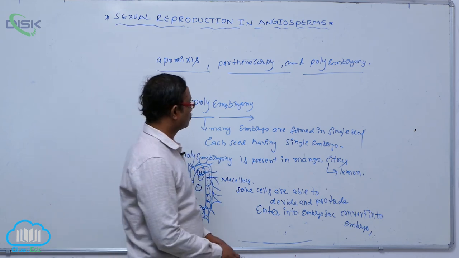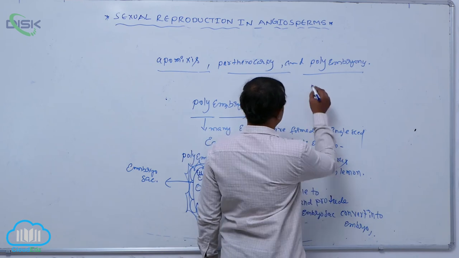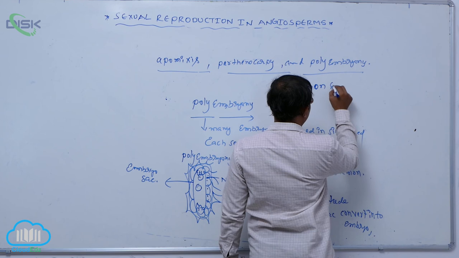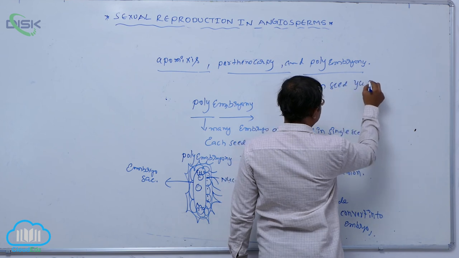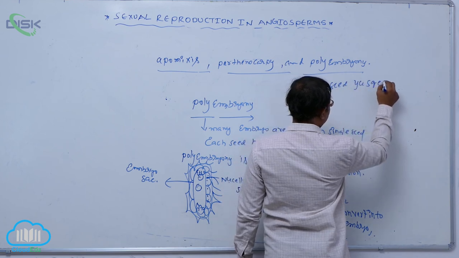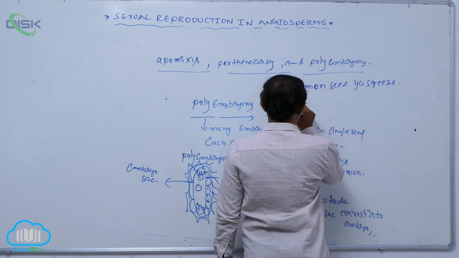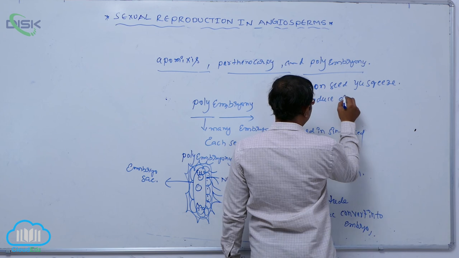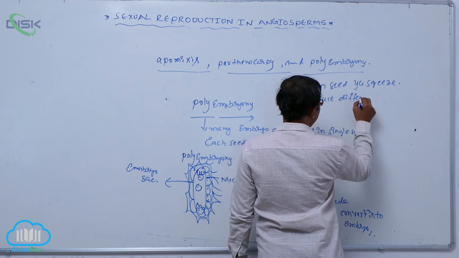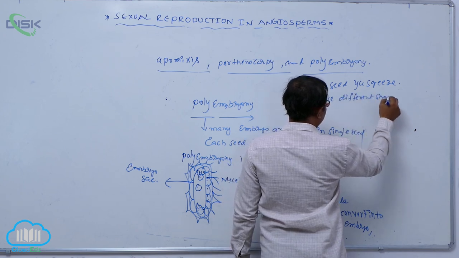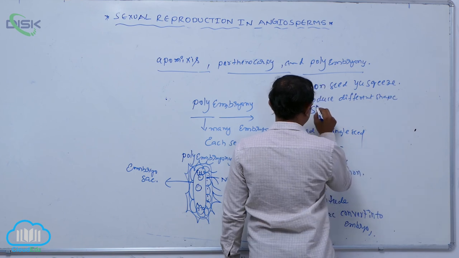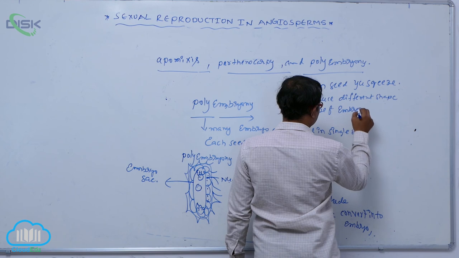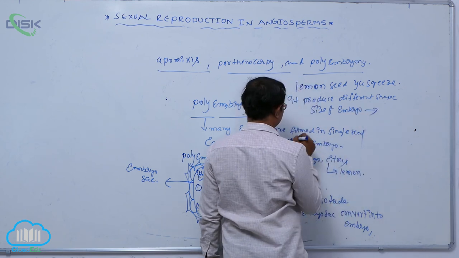For example, if you squeeze a lemon seed, it produces embryos of different shapes and sizes. So that is the polyembryonic condition.